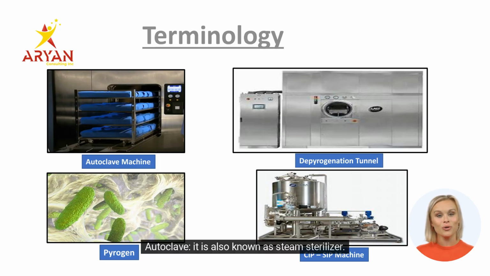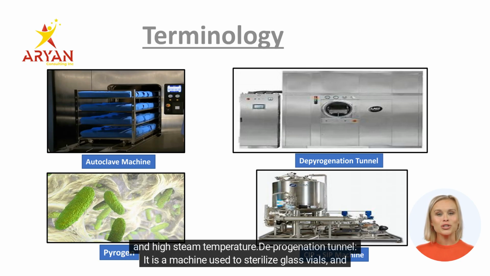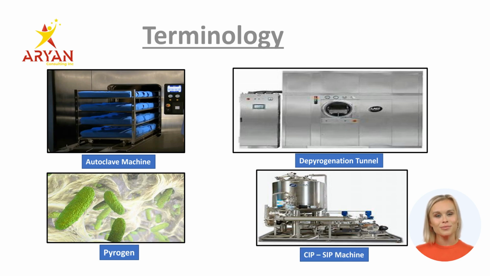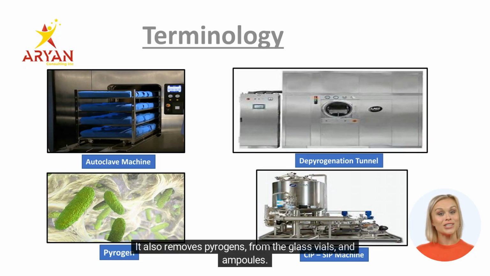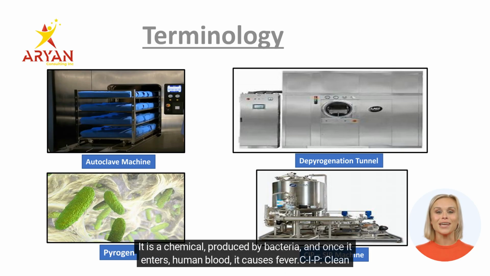Autoclave. It is also known as a steam sterilizer. It is a machine used to sterilize pharmaceutical products and equipment with the help of high pressure and high steam temperature. Depyrogenation tunnel. It is a machine used to sterilize glass vials and ampoules by using extremely high temperatures. It also removes pyrogens from the glass vials and ampoules. This is like sterilizing your glassware in an oven, where at this scorching heat no bacteria can survive. Pyrogens. It is a chemical produced by bacteria, and once it enters human blood, it causes fever.